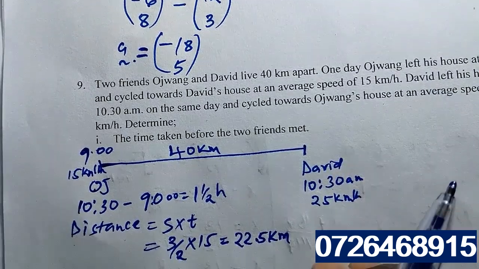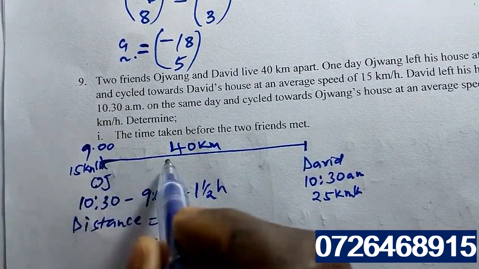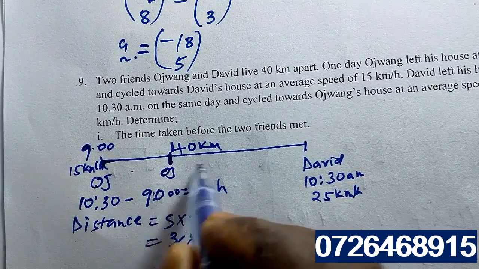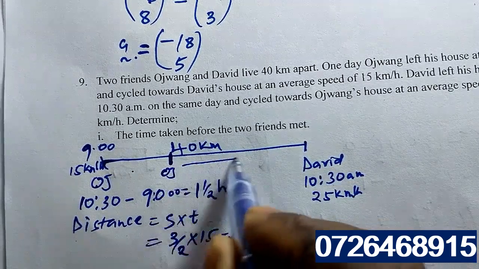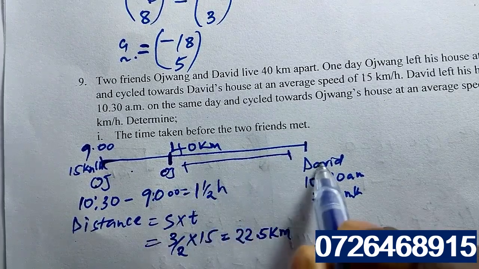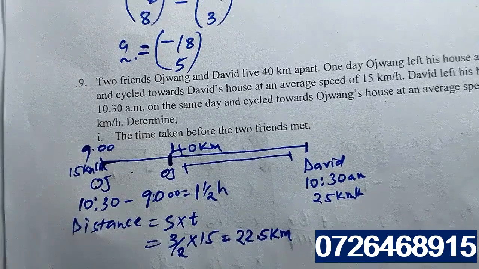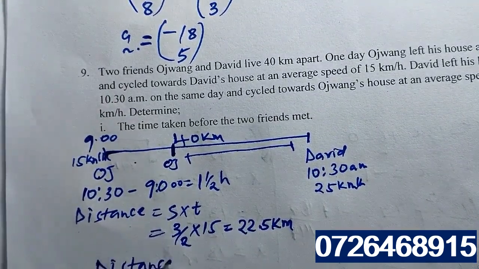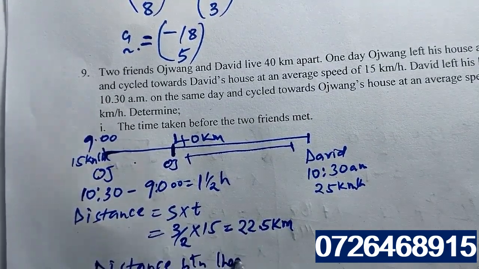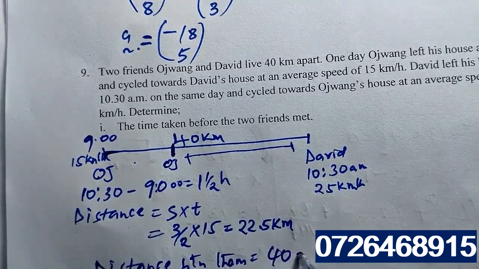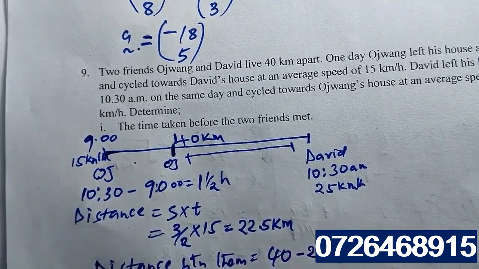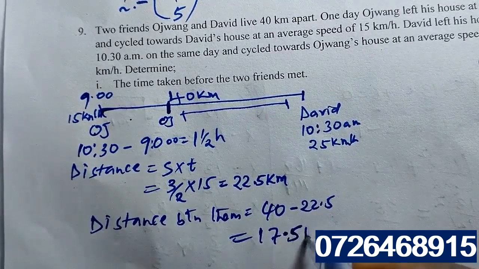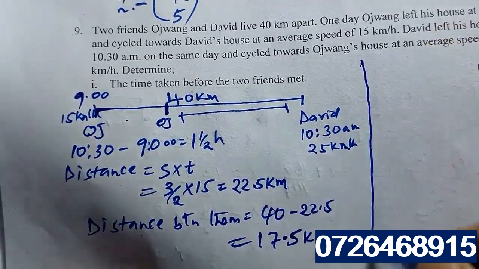Now the distance remaining, huyo ameshakava mpaka hapa, so Ojwang ako hapa, so the distance that is remaining wao watashare Ojwang ni hii. Hii ndio distance ambayo imebaki. Huyu akianza sasa, Ojwang atakuwa kwa hapa. Umeona? Kwa hivyo now the distance between them now itakuwa ni 40 minus 22.5. Na hiyo ni ngapi? Hiyo itakuwa 17.5 kilometers. So this is the distance they are going to share for them to meet. So they are going to meet somewhere here.